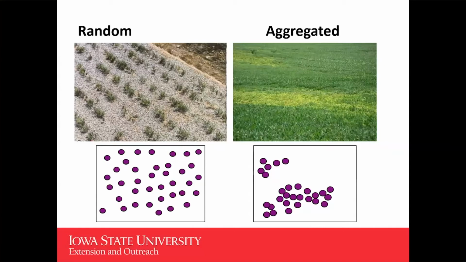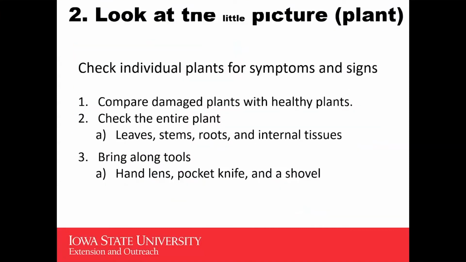Typically we start in a small spot and it begins to radiate outward over time. And that's another way that you can look at diseases versus non-pathogen symptoms: if they don't change over time, it's probably not a disease.